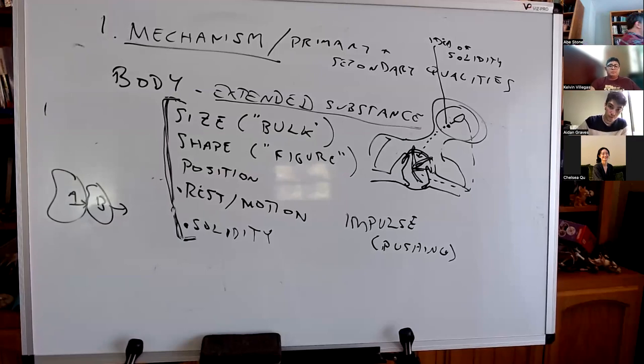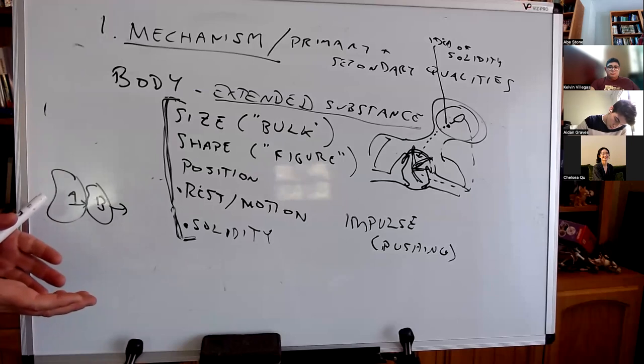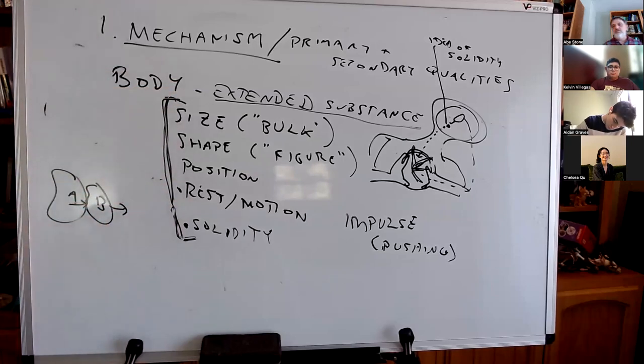And that again is a way that bodies can affect each other that we can understand just based on what a body is. Just based on the concept or idea of body, we can see how it is that bodies can affect each other. They can change each other's state of rest and motion by pushing.